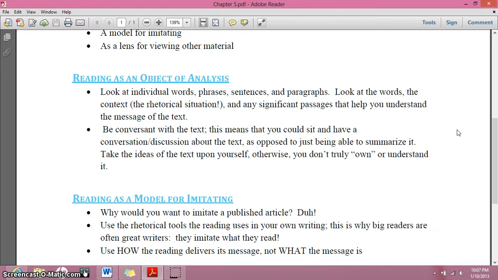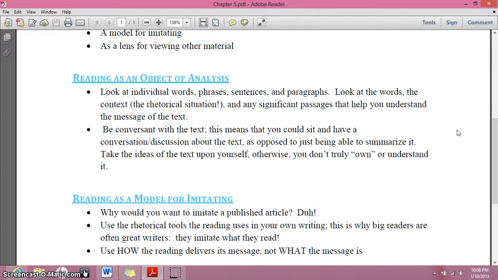So a reading is a model for imitating. So think about that. Why on earth would you want to imitate a published article? Maybe because it's a published article. And maybe it's because the author knows what they're doing because they got published. That's not always a given. That's a generalization. I hope you'll forgive me. But very basically, you want to imitate what a good writer does, and good writers tend to get published. I've seen very bad published writers, but once they're published, it's probably a safe bet that they know what they're doing and that you can imitate them.